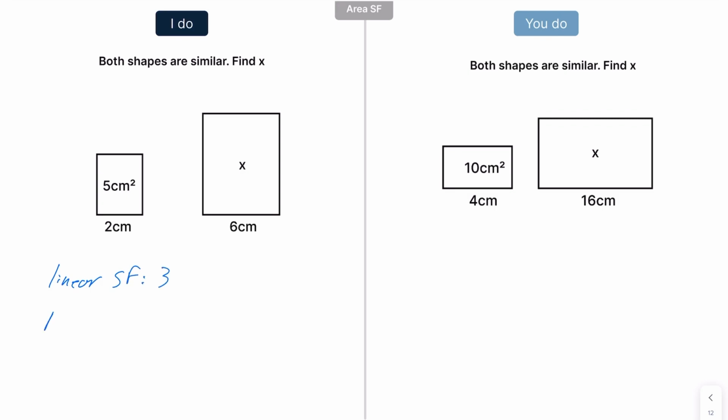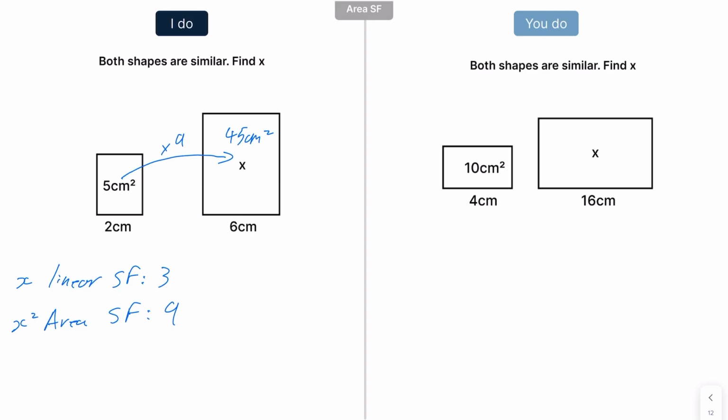And using what we've just learned, straight away, you should know that the area scale factor is going to be 3 squared. So that's going to be 9. Remember, the relationship between this is x and x squared. So now you know what the area scale factor is. We can now apply it to this area. To go from this area to that area, since the shape is getting bigger, we are going to multiply by 9, and that is 45 centimeters squared.